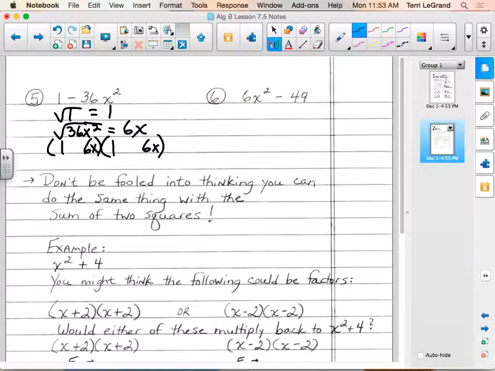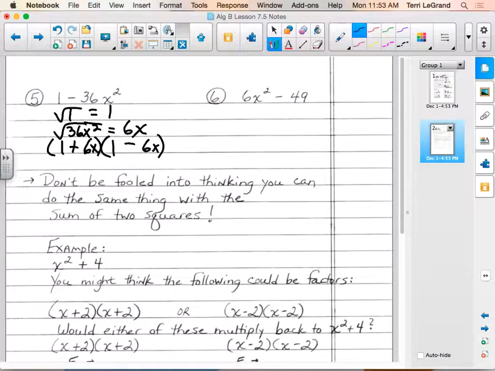One of them has to have a subtraction. The other one has to have addition. Does 6x plus 1 mean the same thing as 1 plus 6x? Yeah. But does 6x minus 1 mean the same thing as 1 minus 6x? No. So we have to be careful. Order matters. So we have to follow the rule that says the factors start with the square root of the first term, they end with the square root of the last term, and one has addition, the other has subtraction.